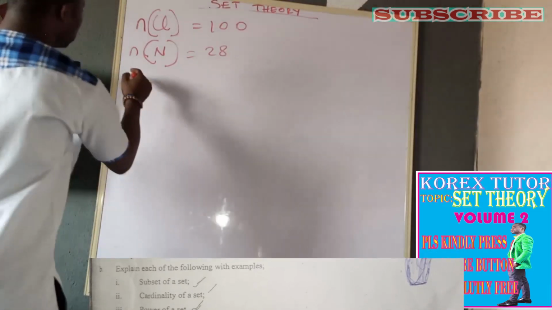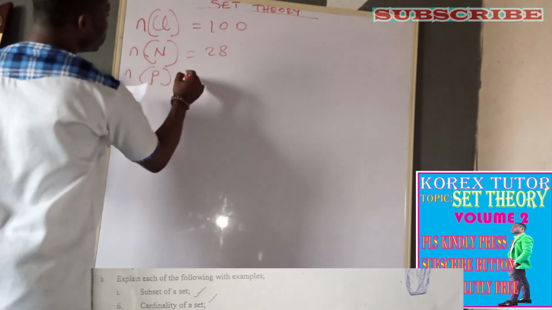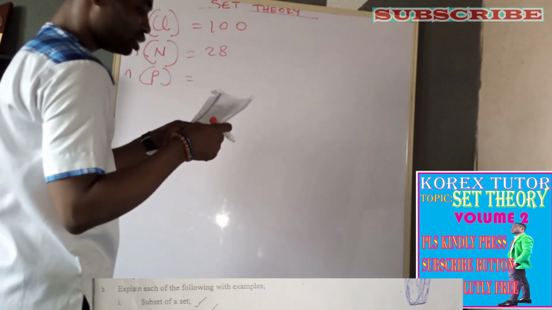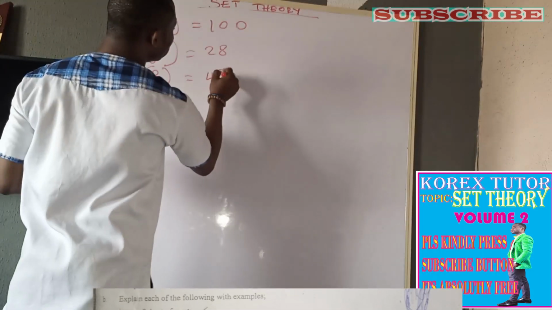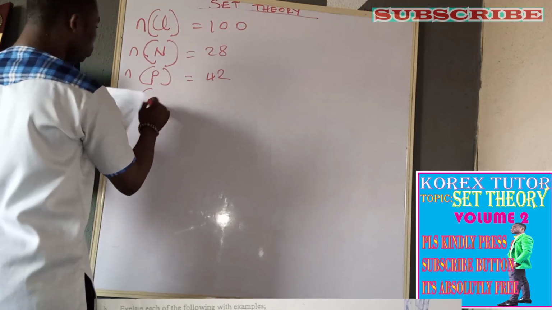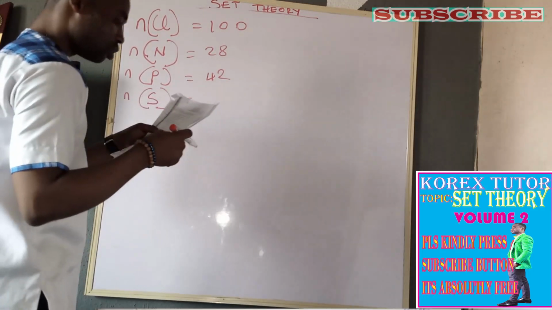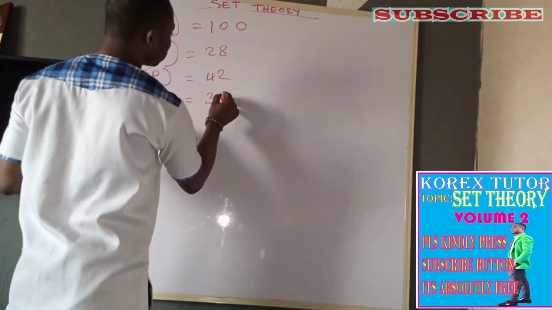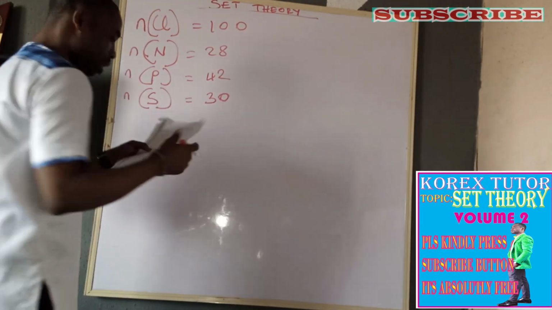Then the number of Punch readers is 42, and the number of the Sun readers is 30. Now, they read further.